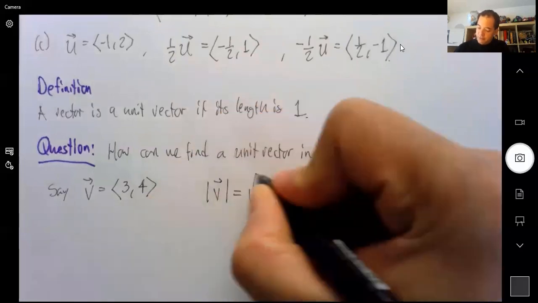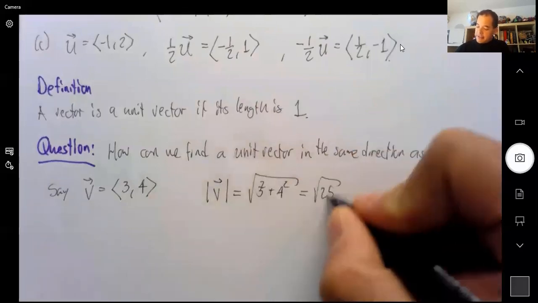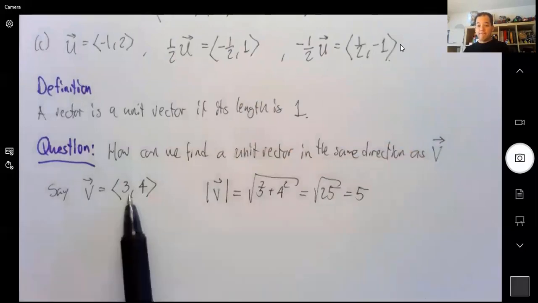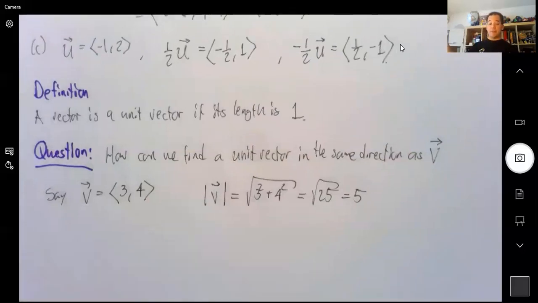Well, we did it before or something similar. 9 plus 16, that's 25. So this guy has length 5, right? So this vector is 5 units long. So how do we make it unit, but that it points in the same direction? How do we... what number should we multiply by so that it goes from 5 to 1?